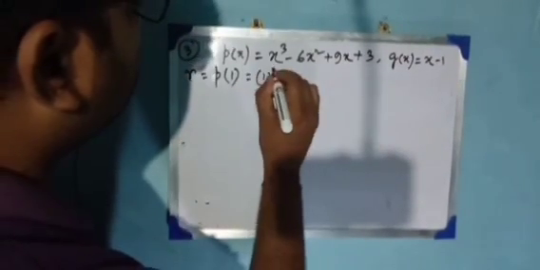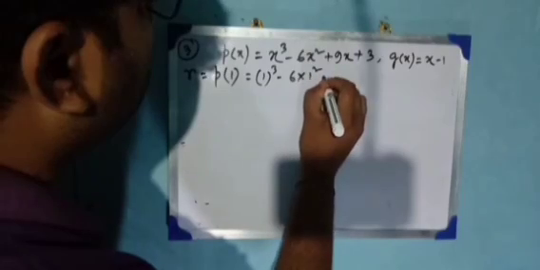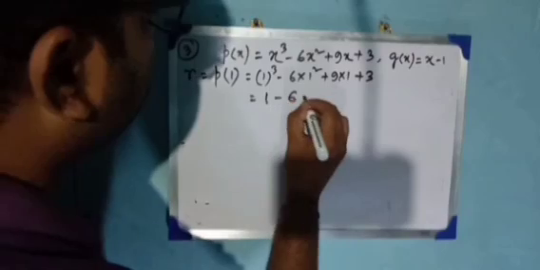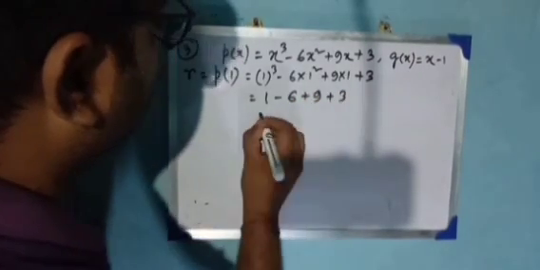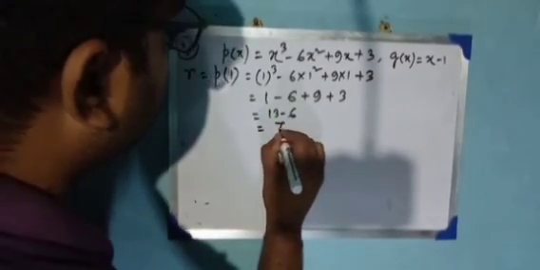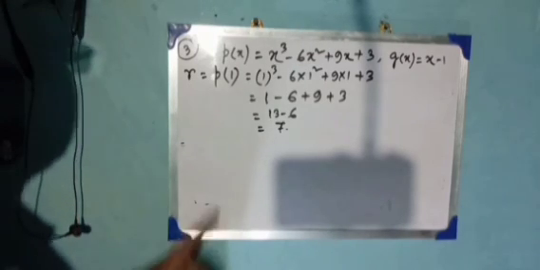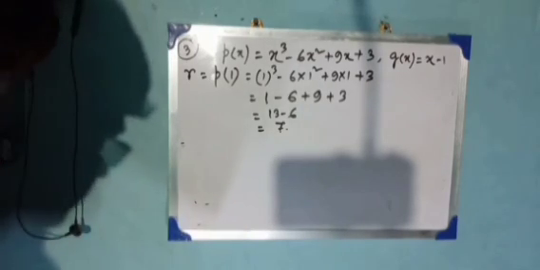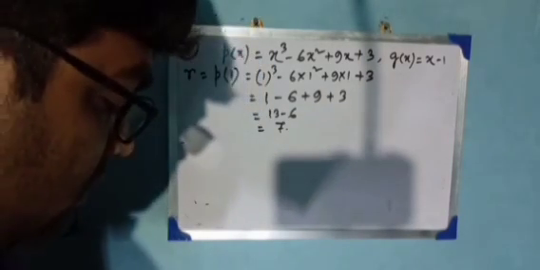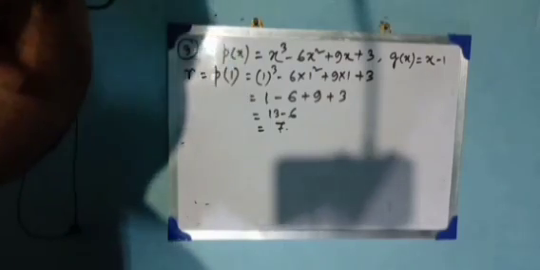So that equals 1 cube minus 6 into 1 square plus 9 into 1 plus 3. That means 1 minus 6 plus 9 plus 3, that means 13 minus 6, that means 7. So 7 should be the remainder. Hope you are able to understand. Similarly, I am finding another remainder, so I am going to the next question, question number 6.